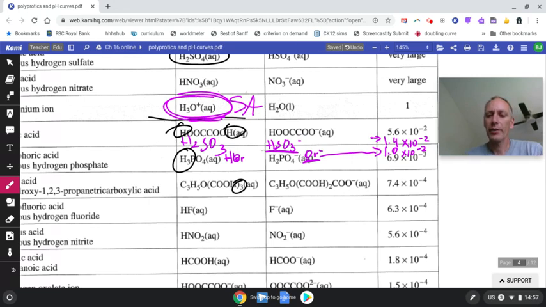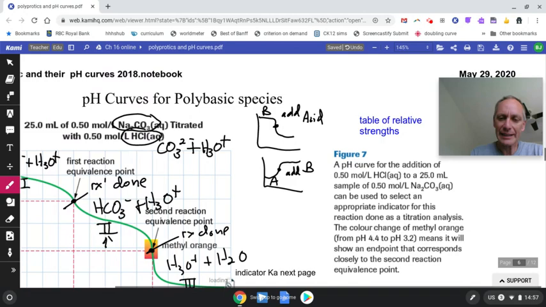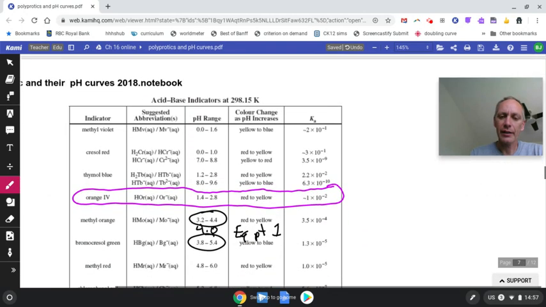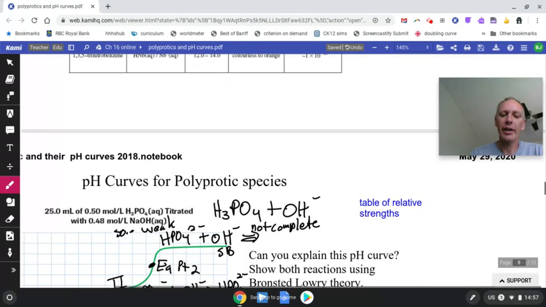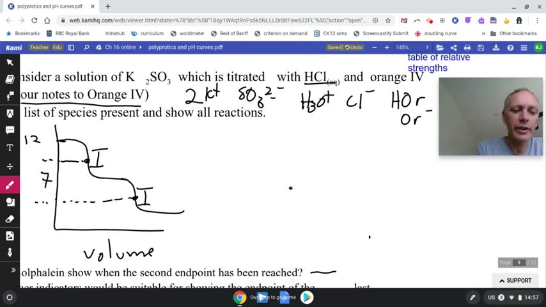The correct answer is it goes with the strongest base, which is OR minus, because it's below HSO3 minus on the table of relative strengths. So in this reaction, the indicator would go second, and then our HSO3 minus would go third. If we had to draw the indicator on here, we'd put it happening after region number 1, but before region number 2.